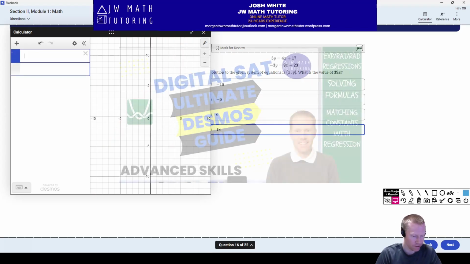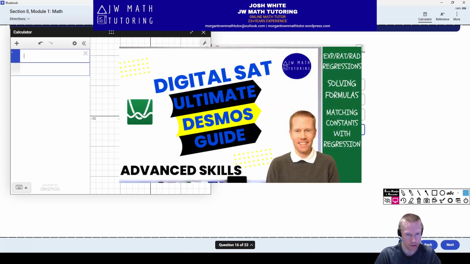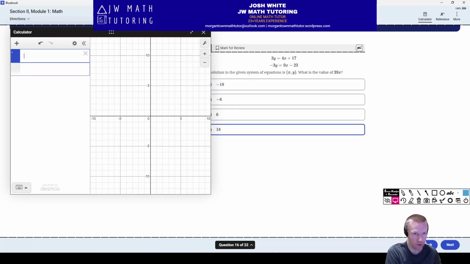All right, so what we have to do is the following. This, by the way, you can learn how to do this in my ultimate Desmos guide to digital SAT math. It's basically solving a system of equations using regression. So what I'm going to do is type the two left sides in one set of brackets, and then I use my tilde for regressions, and I'm going to type the two right sides. These are separated by commas.